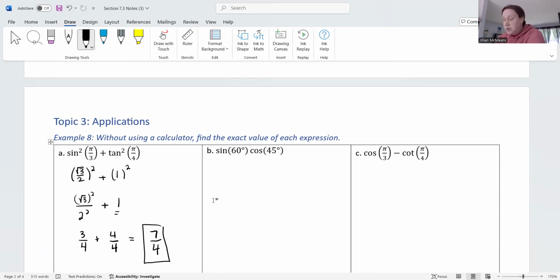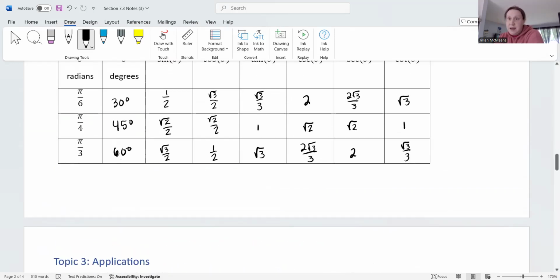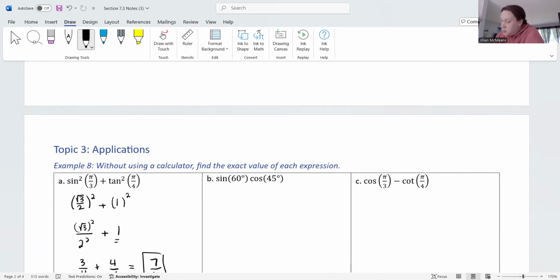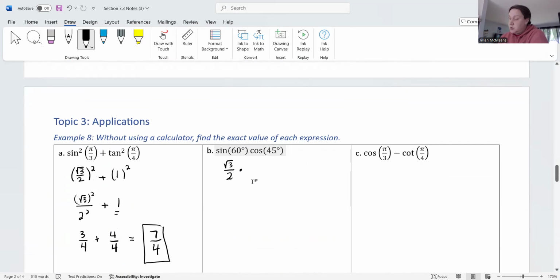Okay, now let's do the same thing over here. We have sine of 60 degrees times cosine of 45 degrees. Let's remind ourselves, if we go back up here, pi over 3 is exactly the same thing as 60 degrees. And we already know that sine of pi over 3 is root 3 over 2. So sine of 60 is also root 3 over 2. Now we want to multiply that by cosine of 45 degrees. Cosine of 45 degrees is root 2 over 2. So we get root 3 over 2 times root 2 over 2.